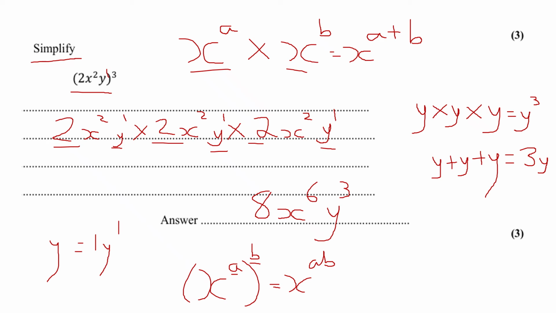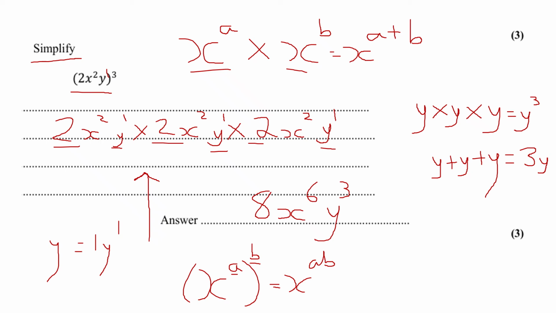Again, this is in the long format in case you're unsure. So you are cubing everything. Cubing doesn't mean to add it 3 times. It means to multiply by itself twice. So I do 2 times 2 times 2, which is 8. x squared times x squared times x squared is x to the power of 6. And then y times y times y is y cubed.